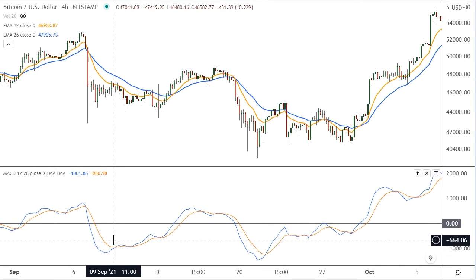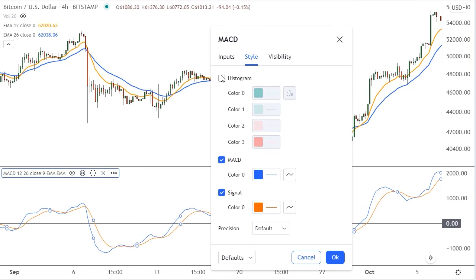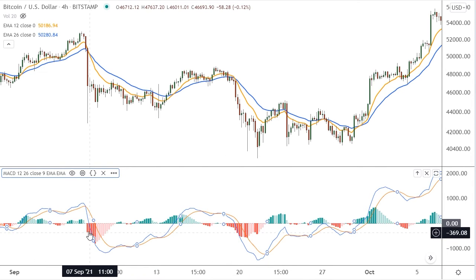When the blue line crosses the signal line, that gives you the signal of whether you're going to buy or sell. Okay, and then if we add back the histogram, it is simply the difference between the blue and the orange line of the MACD oscillator.